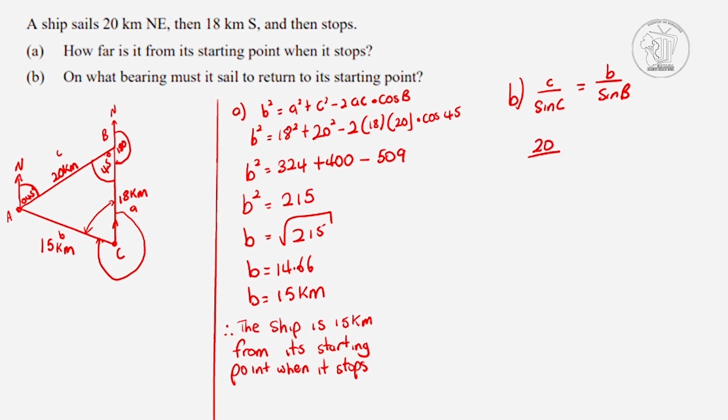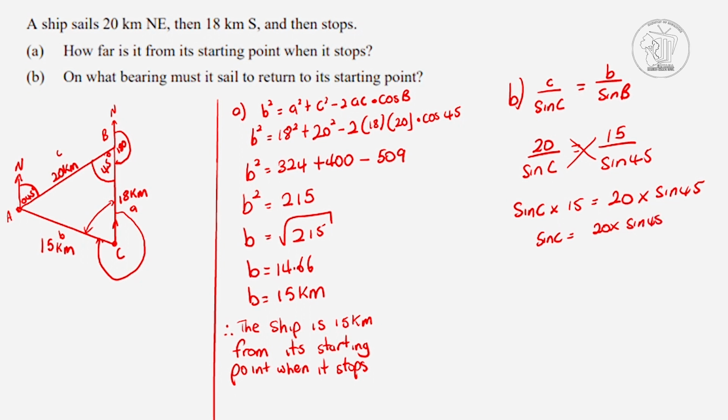So 20 over sine C, where sine C, the thing that we want to find, is equal to b, which is 15, over sine B, which is 45. Now we do some cross multiplication. We end up with sine C multiplied by 15 is equal to 20 multiplied by sine 45. So sine C is equal to 20 multiplied by sine 45, all divided by 15.